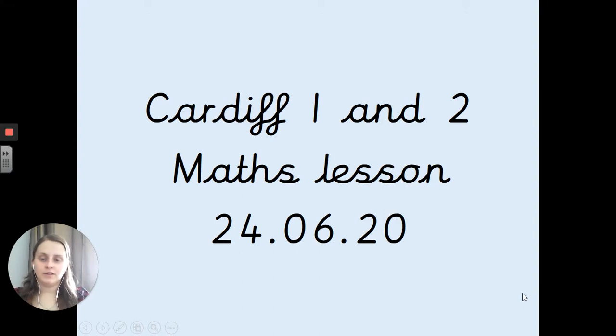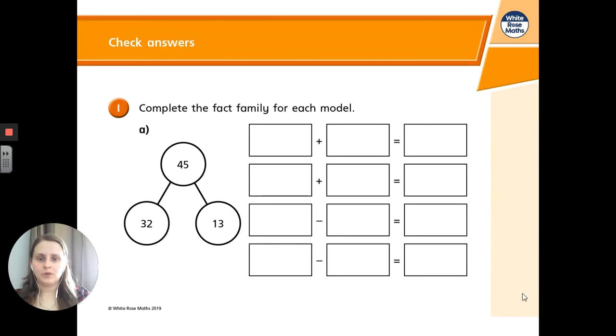Welcome to our second maths lesson of the week. So today again we are applying our skills. We did some estimating in our first lesson this week. Today we're doing some checking. So let's get going. So we're checking answers today.